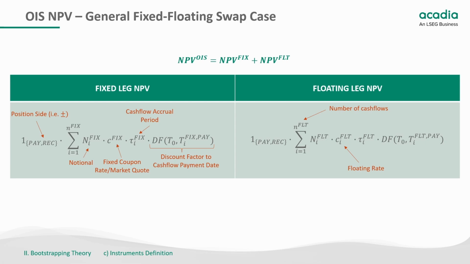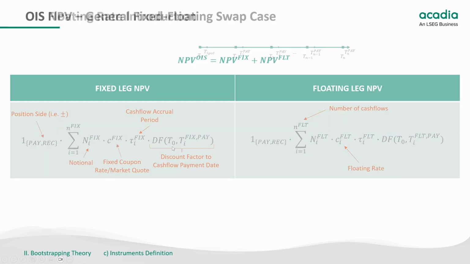And just to finish on general fixed float swaps, we have the accrual period expressed in years, which represents the time between the start of the cash flow period and the end of the cash flow period. And we have the discount factor, which estimates the present value of a cash flow from the moment it is paid, so from the payment date, back to the valuation date at T0.